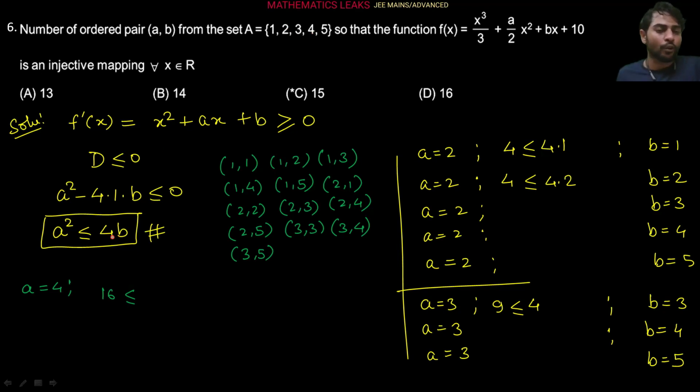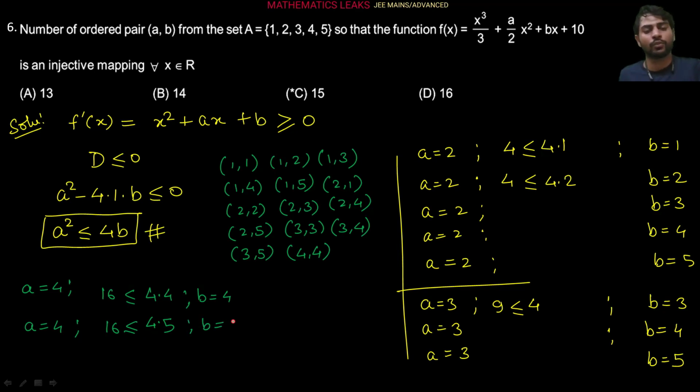B equal to 4: 4 into 4, and A is already 4, so 4 squared is less than or equal to 4 into 4, which is also 4 squared, so equality holds here. So B equal to 4 is satisfied, and one ordered pair comes up: (4,4). And similarly A is 4 and B is 5, then it will also be satisfied here. 16 is less than or equal to 20, right? So B equal to 5 is also satisfying if A is 4. So another ordered pair we get is (4,5), correct?